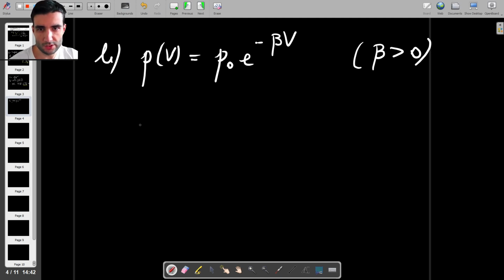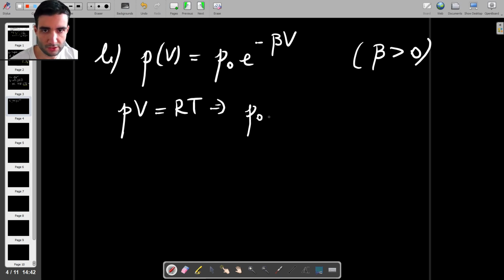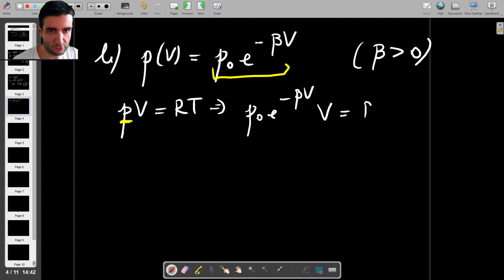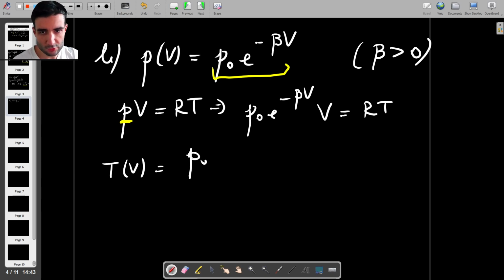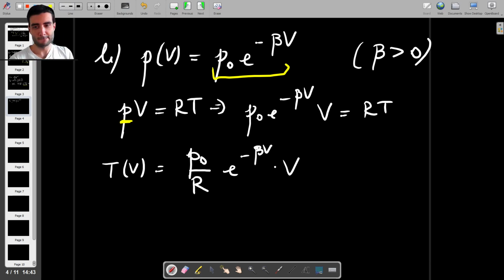So what we can do then is the same thing as before. I'm going to write PV is equal to RT. So P naught e to the minus beta times V, that's the pressure. So I'm just replacing this with this because they're equal, and then times V is equal to RT. So we can move things around and just make T the subject. So T as a function of volume is going to be P naught over R. I'm writing P naught over R in front because that's basically a constant. Yeah, it's just a number. E to the minus beta V times V.